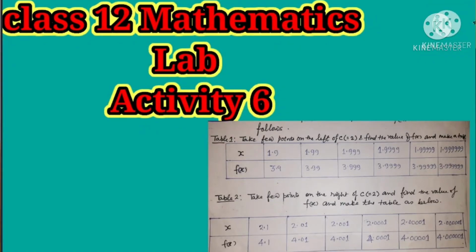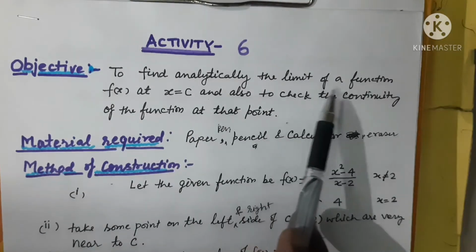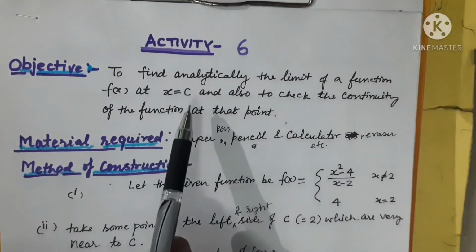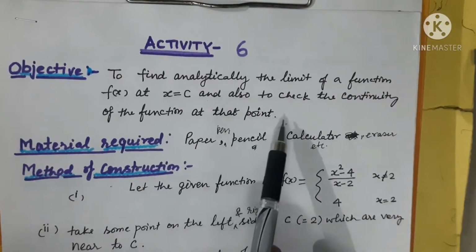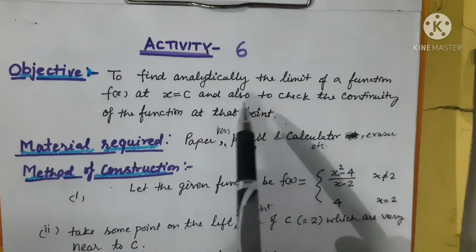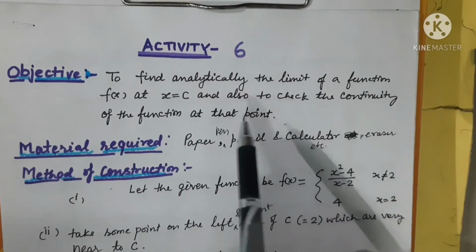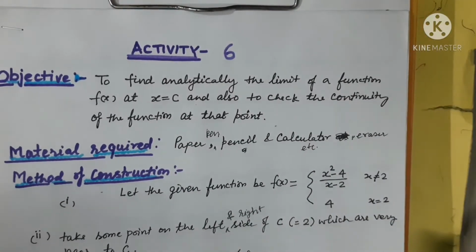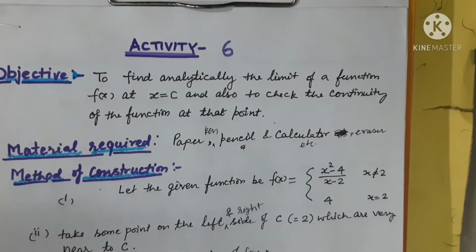This is activity number 6, whose objective is to find analytically the limit of a function f(x) at x equal to c, and also to check the continuity of the function at that point. It means you have to check the continuity of the function at x equal to c. As you know, if a function is continuous, then the left hand limit, the right hand limit and the function at a point should be the same.